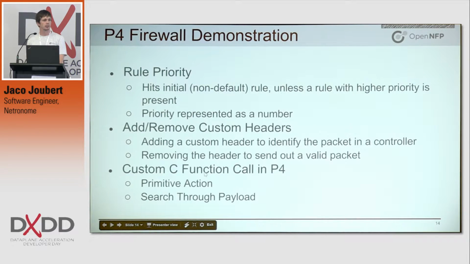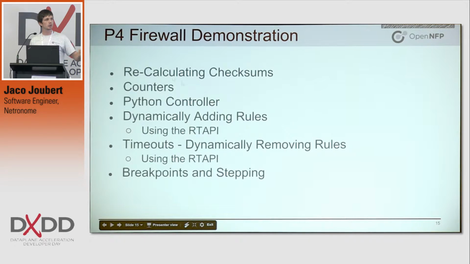We are also defining a primitive action in C, in P4, so that we can execute a C function that we will search for. Since we are modifying header data and changing the IPs and the ports, we have to recalculate the checksum before we send the packet out. And we're also using counters and then the Python controller, using the runtime API, we will dynamically add and remove rules using the Python controller. And if we have time, we will go through setting breakpoints and stepping through some of the code.